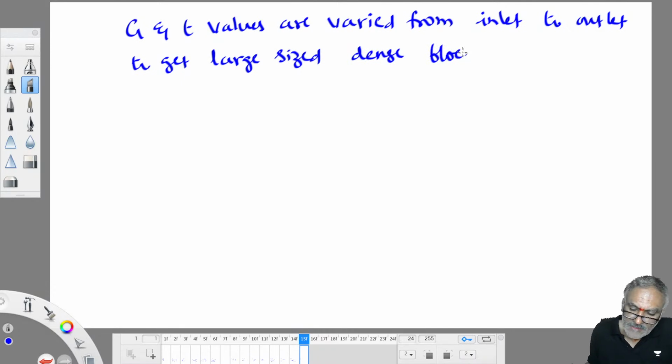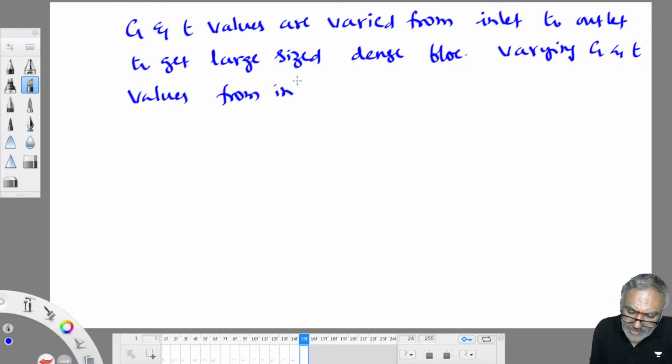Okay? So varying G and T values from inlet to outlet is called tapered flocculation. Varying G and T values from inlet to outlet is known as tapered flocculation. We call it as IAS exam sometimes important. Tapering the values, G and T values.